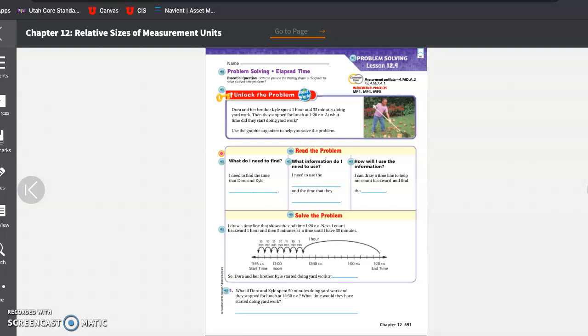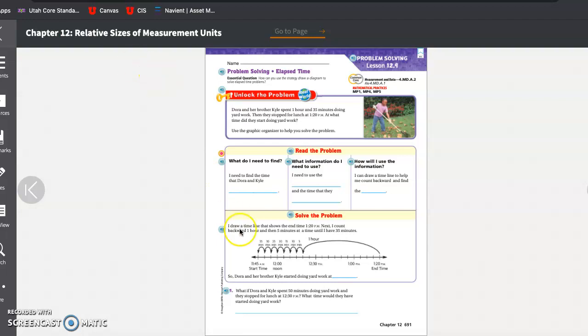All right, so we are going to continue on with elapsed time, but we're going to move on to a little bit more problem solving. This is 12.9. You can open up your math book to page 691. As always, you can pause it whenever you need. Okay, so we're going to look at this problem about Dora and her brother Kyle. They were outside doing yard work and they worked for an hour and 35 minutes. And then they stopped for lunch at 1:20 p.m. So they want to know what time they started doing the yard work.